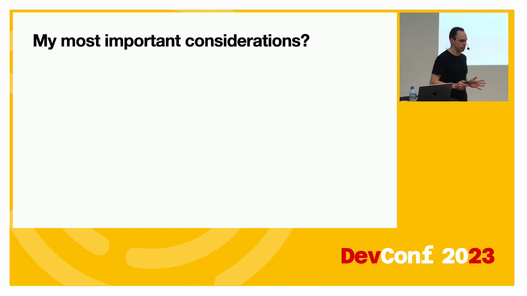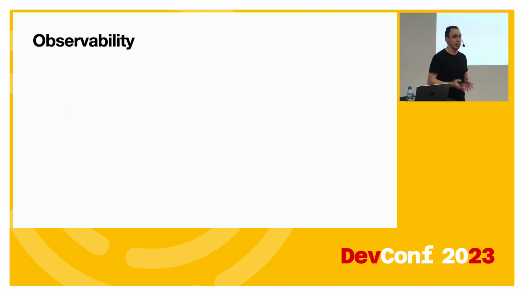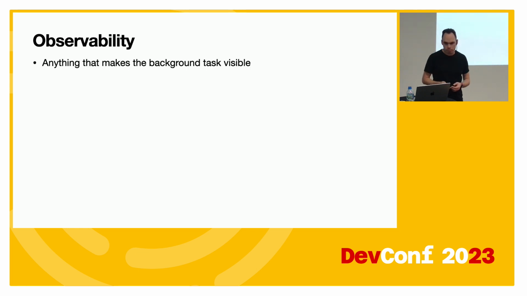My most important considerations when I look at where a particular process is being hosted come down to one of four things: reliability, observability, observability, and observability. Specifically, observability is the way that you measure reliability. A lot of frustration comes around not being able to see what a task is doing. So in order to measure its reliability, you have to be able to see what it's doing.